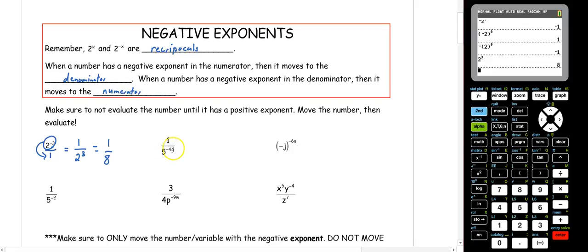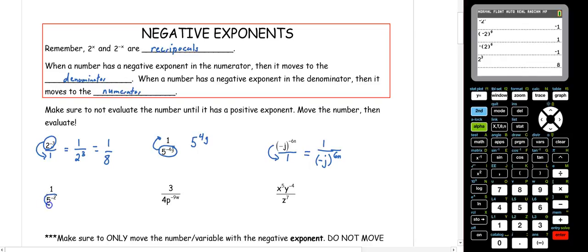The next one, 1 over 5 to the -4g. So here's my exponent that needs to move to the top of the fraction. So this becomes 5 to the 4g. If you want to put it over 1, you can, but you don't have to if you're moving to a numerator. The next one, -j in parentheses to the -6n. So again, we can put this over 1 because it was in a numerator, and this needs to move into the denominator. So this is equal to 1 over parentheses -j to the 6n. The -j does not change when you move it from one part of the fraction to the other. Only your exponent's changing.